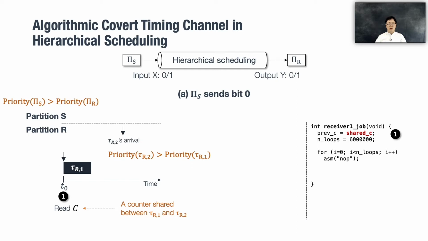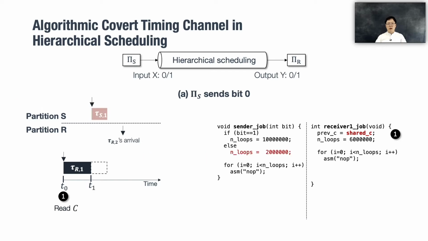Now, R1 starts at time t0, then it reads the value of the shared counter, and then starts a loop. Later, a task of the sender partition arrives. Because the sender partition has a higher priority, it preempts the receiver partition. Now task S1 starts its execution, and its length depends on what signal it wants to send. Let's say it wants to send the binary value 0. Task S1 runs and then finishes.